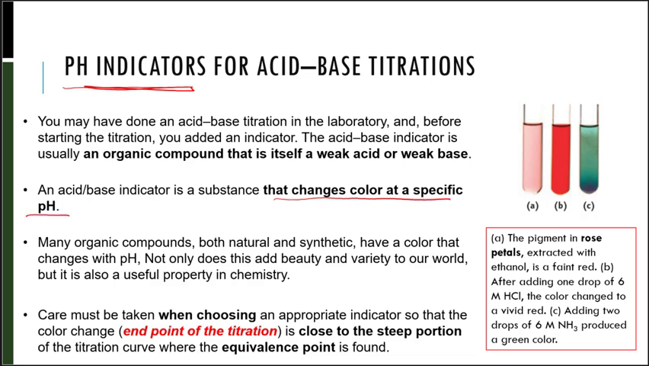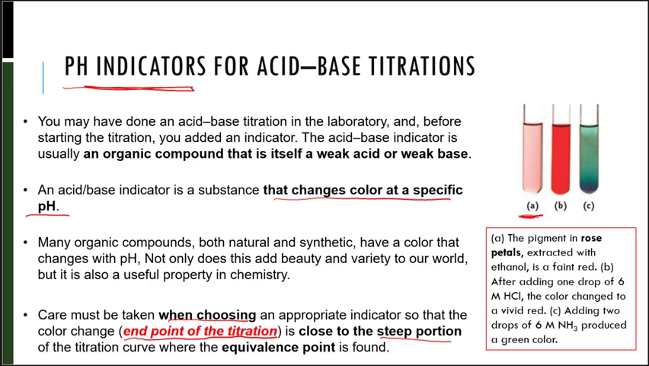Many organic compounds, both natural and synthetic, have a color that changes with pH. Not only does this add beauty and variety to our world, but it is also a useful property in chemistry. Care must be taken when choosing an appropriate indicator so that the color change, which signifies the end point of the titration, is close to the steep portion of that titration curve where the equivalence point is found.